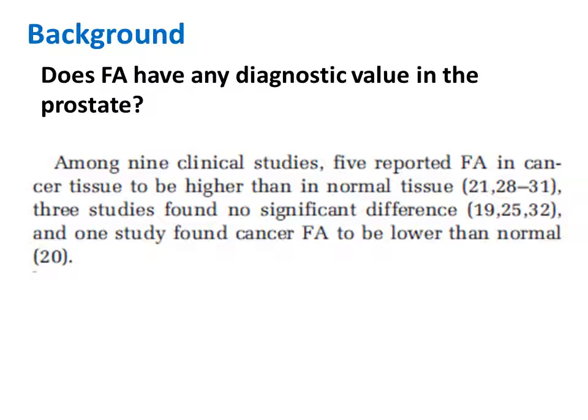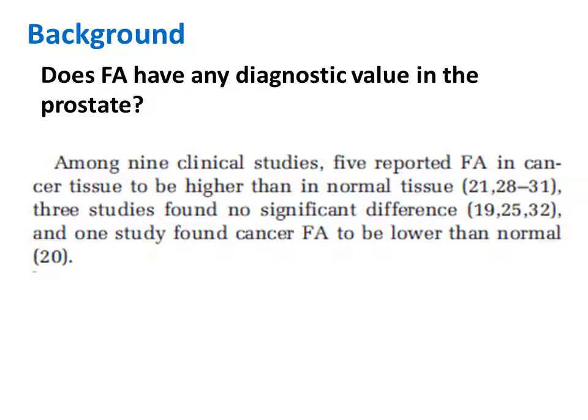So the background of this paper is the quite wide range of results found for clinical assessments of fractional anisotropy in prostate tissue. From our introduction we mention that there are 9 clinical studies: 5 reported FA in cancer tissue to be higher than in normal tissue, 3 found no difference, and 1 study found cancer FA to be lower than normal.